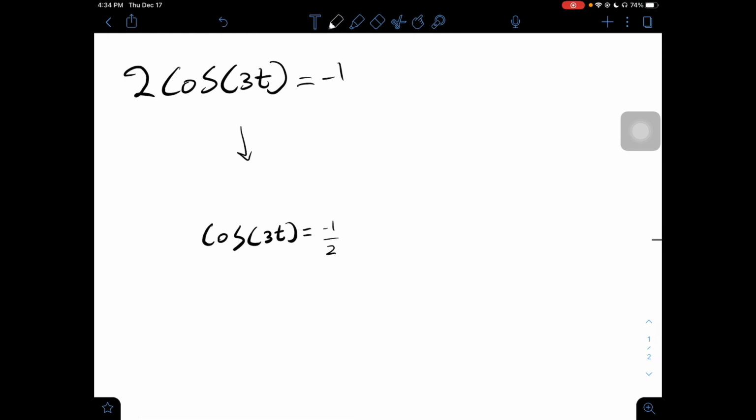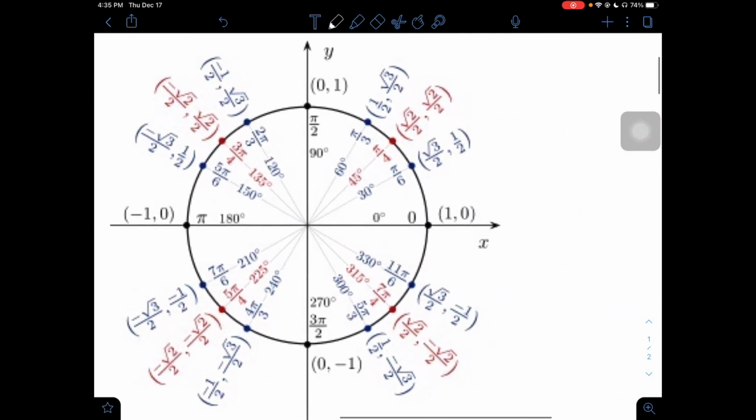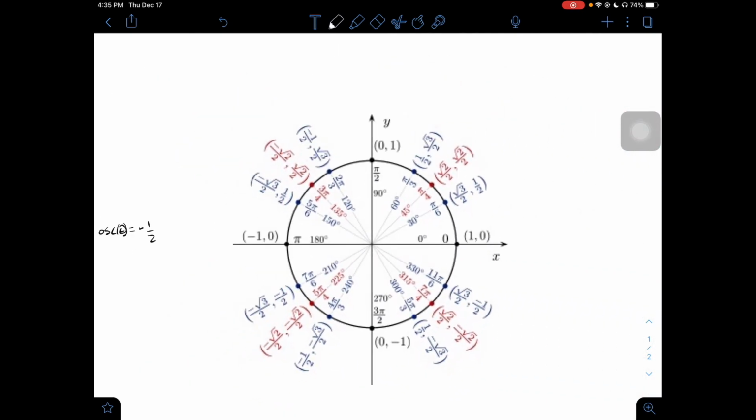How I like to think of it is disregard the 3t and just think about when does cos of theta equal negative 1/2. And in order to find this out, we're going to refer back to our unit circle, as we can see right here. Here we have cosine and sine. Cosine is denoted by our x value, so cosine equals x and sine equals our y value. Now, just by looking at the unit circle, we need to identify which radians have a cosine, or an x value, of negative 1/2.